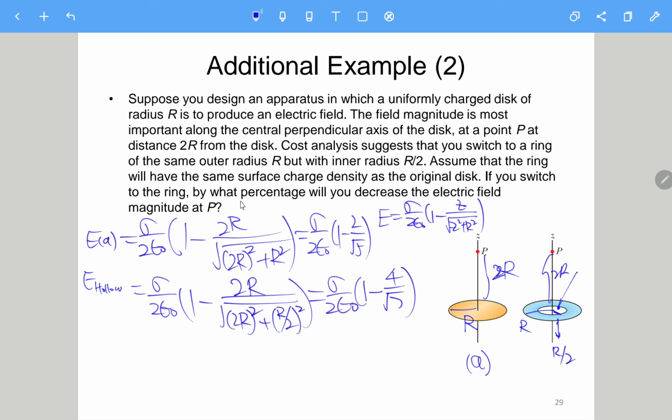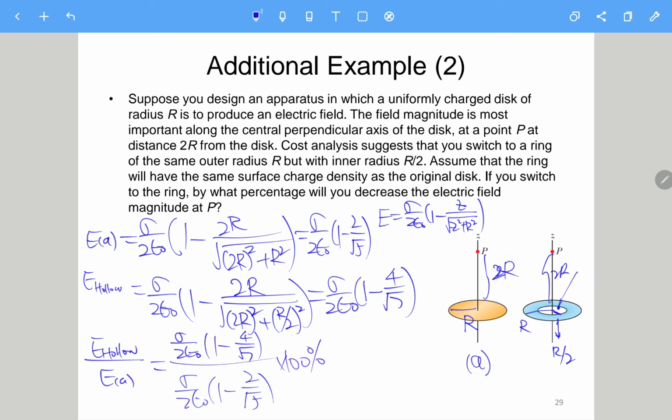So it asks what percentage you decrease the E field, so it will be E hollow over EA, which is sigma over 2 epsilon naught times 1 minus 4 over square root of 17, all over sigma over 2 epsilon naught times 1 minus 2 over square root of 5, and then multiply by 100%, so it will be 28.3%.